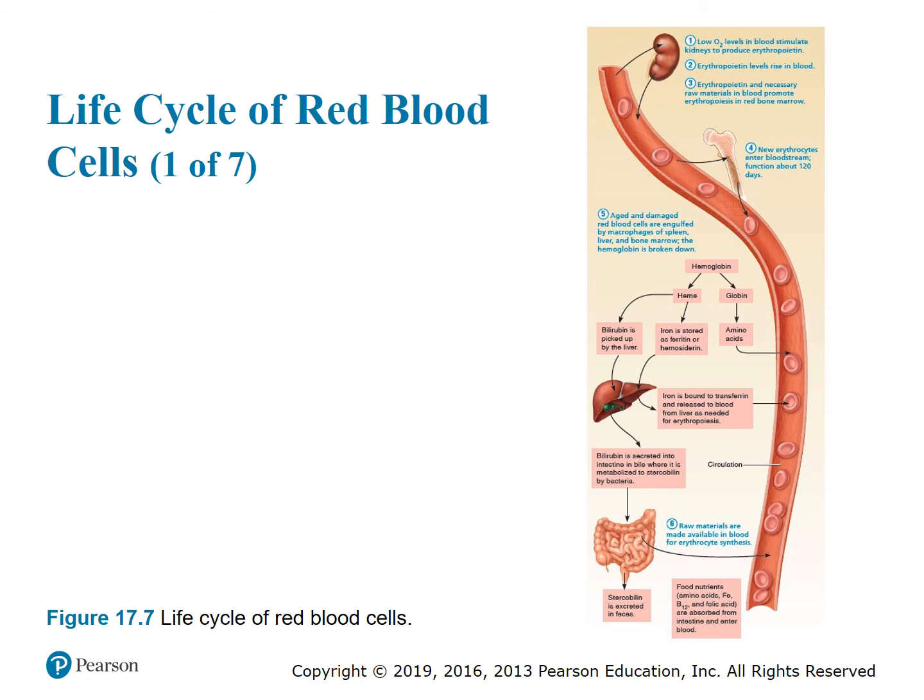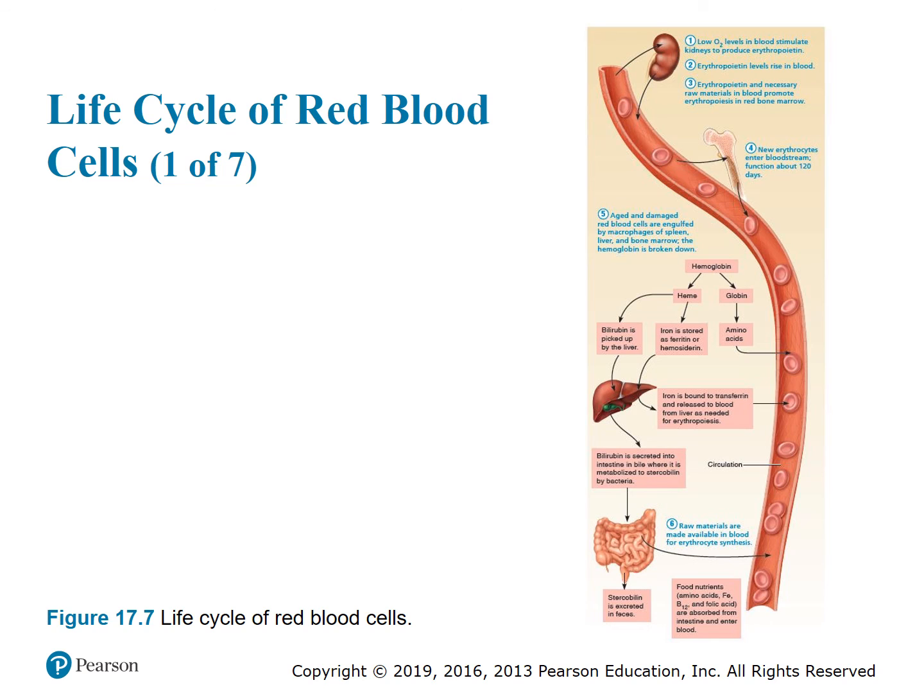Life cycle of red blood cells, figure 17.7. Low oxygen levels in blood stimulate the kidneys to produce EPO. Levels rise in the blood. EPO and necessary raw materials in blood promote erythropoiesis in red bone marrow. New erythrocytes enter the bloodstream, and they function for about 120 days. Aged and damaged red blood cells are engulfed by macrophages of the spleen, liver, and bone marrow, then the hemoglobin is broken down.